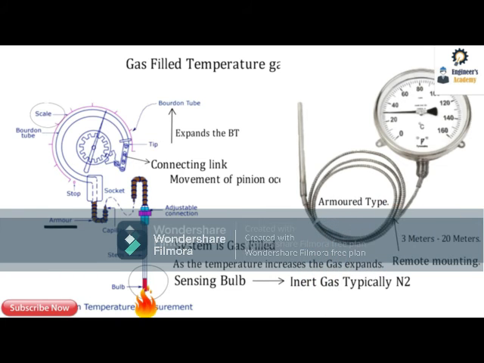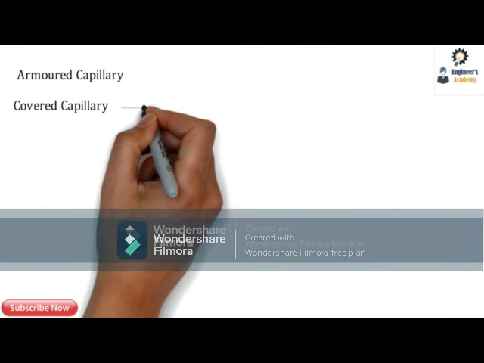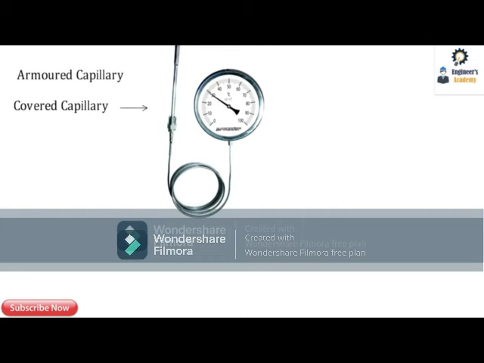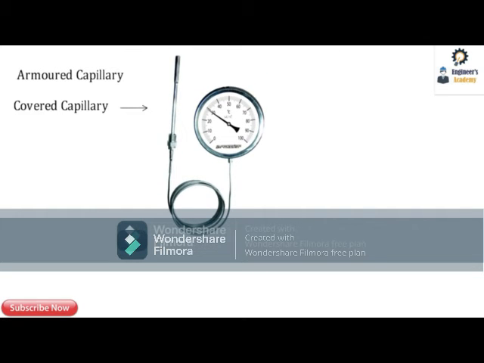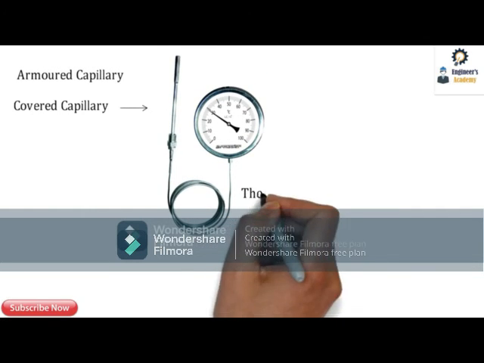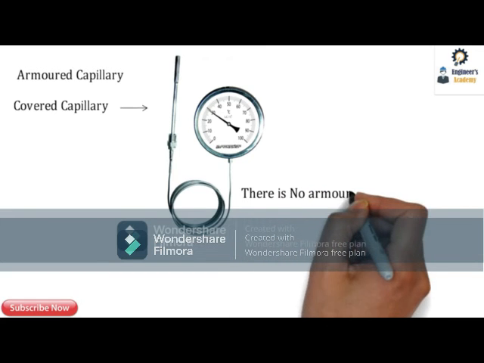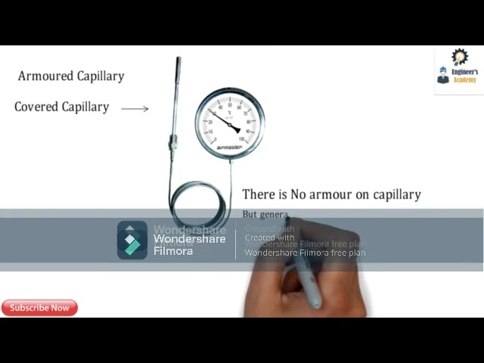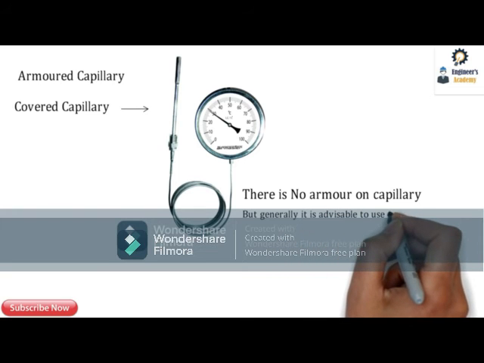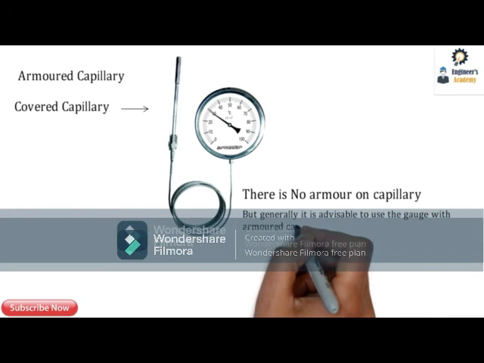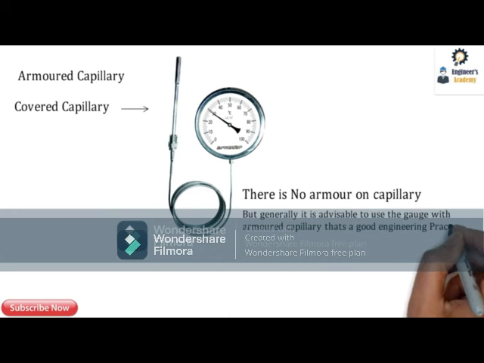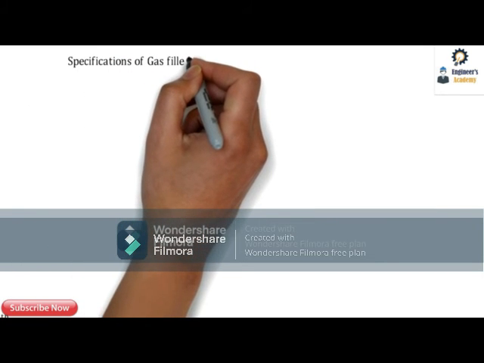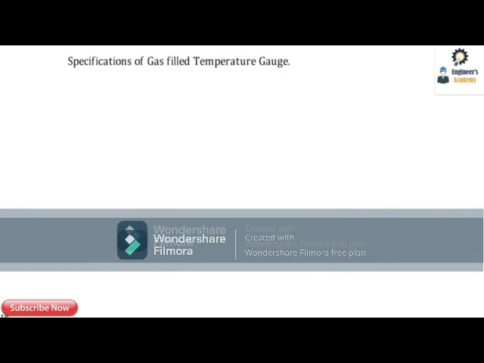So guys, this capillary has armor basically, that's why it is called armored. And the next one is the covered capillary. There is no armor on the basic microbore capillary. This one is the basic one, the covered capillary, which is shown in this image. But it's not advisable to use it without armor. It is always used with the armored capillary. That's a good engineering practice.